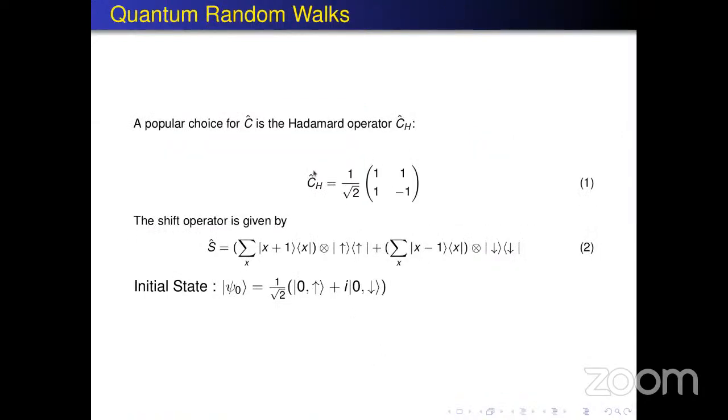In this slide, I'm showing one popular coin operator, which is called the Hadamard operator, in equation number 1, and a popular shift operator. So the structure of the shift operator looks like this, and we have considered this initial state in all of our work, that the quantum walker has 50% probability that it is in spin up state and 50% probability that it is in spin down state.